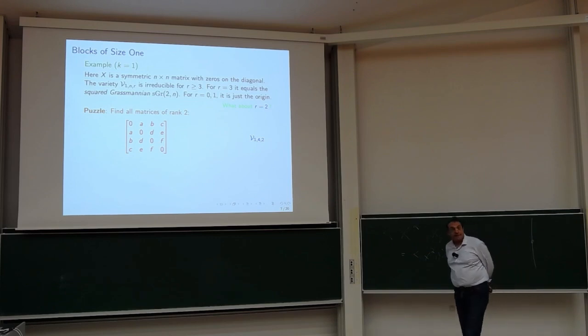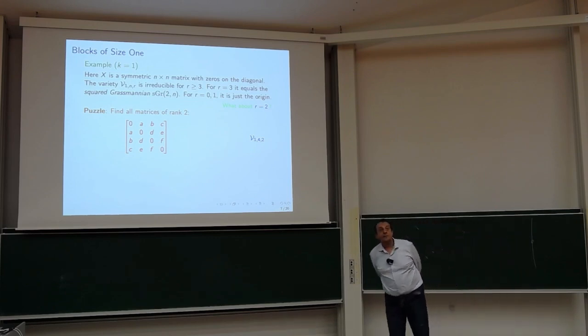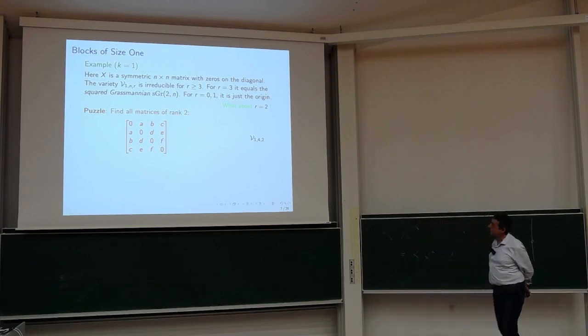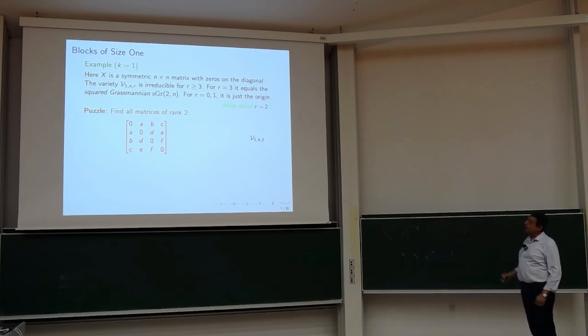Actually, even the case of 1 by 1 blocks being 0 is interesting, so let's have a slide on that one. If k is 1, we're looking at symmetric n by n matrices that just have zeros on the diagonal. Now, in this case, the high rank regime says r is at least 3. So 2k plus 1 is 3.